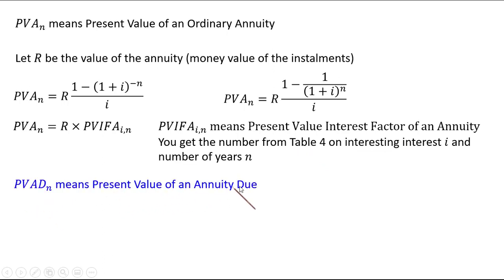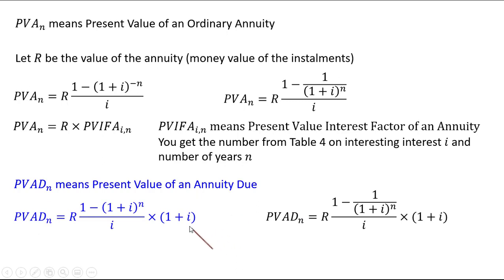The present value of annuity due can also be written as PVA D. D represents the annuity due after n years. And the formula for it is also similar, just multiply (1 plus i) to the previous formula and you get the answer. And similarly, we can use the table also, where (1 plus i) is multiplied to table number 4.